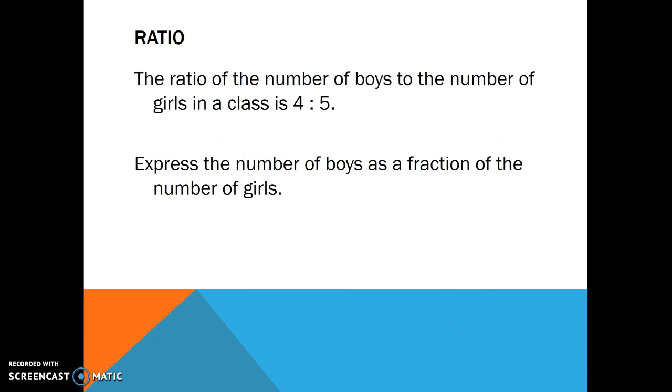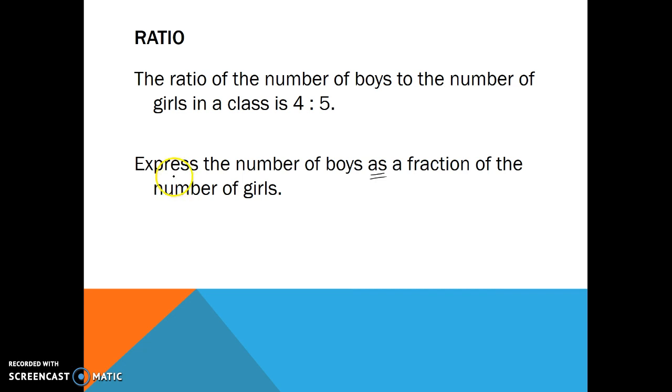All right, the ratio of the number of boys to the number of girls in a class is 4 to 5. Letter A says, express the number of boys as a fraction of the number of girls. Okay, where's our is or are? Well, we don't have one, but we do have an as, and sometimes in our word problems we'll have as instead of is.